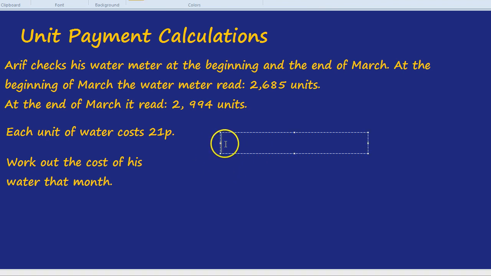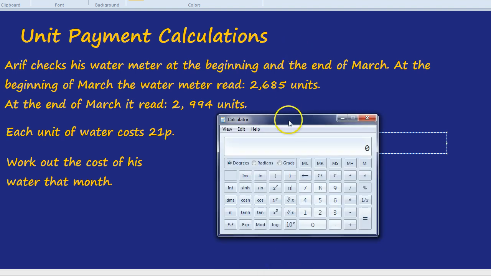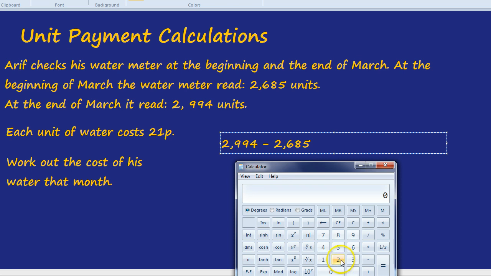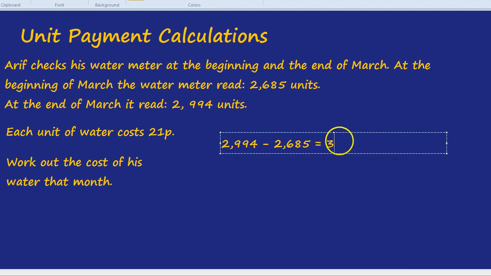So to work out his cost that month, we would do 2,994, take away 2,685, and that will give us how many units he's used that month. You're always focusing on the difference, not the total. He's used up 309 units of water.